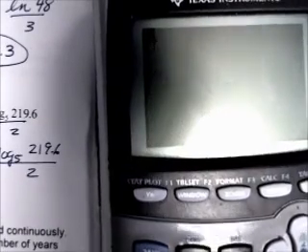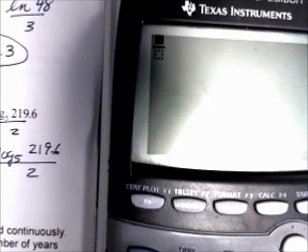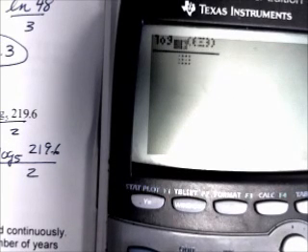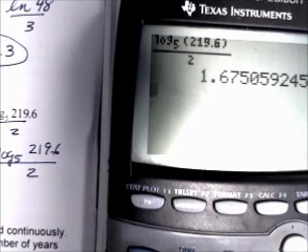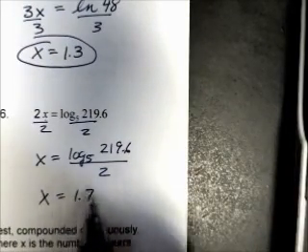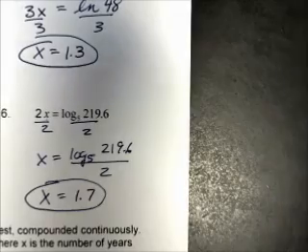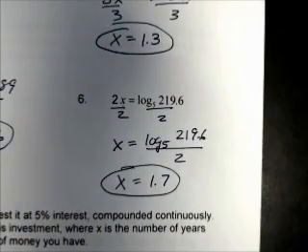And I'll key it in as a fraction. So I need log base 5 of 219.6. So alpha window number 5, log base 5, 219.6. Close that. Nope, let's arrow out of that. Divided by 2. 1.675, that's going to round to 1.7. So utilizing a log key on our calculator there.